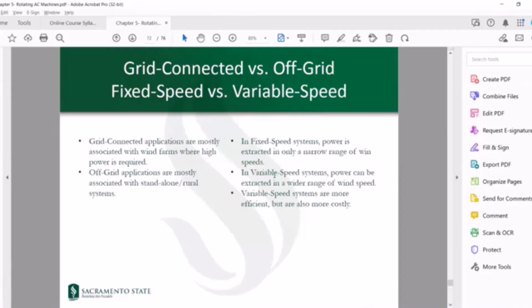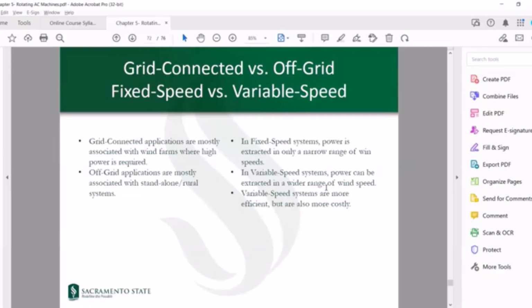Also, we have fixed speed versus variable speed applications. Fixed speed is talking about wind turbines that can absorb the maximum power in a very limited wind speed region. So the wind speed really needs to be narrow to maximize the power that you're receiving. Just to give you an idea of why this is happening.